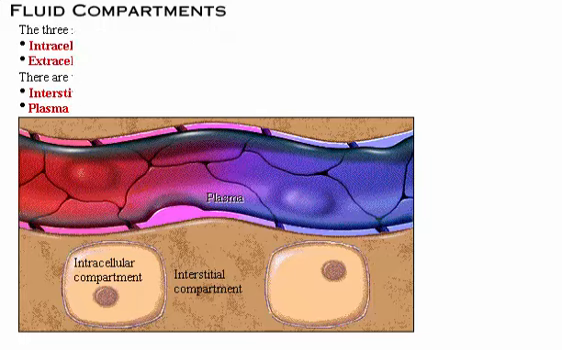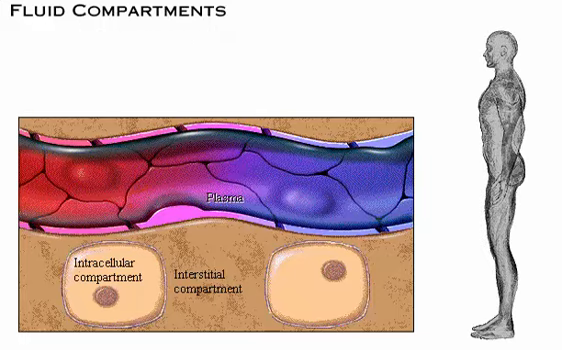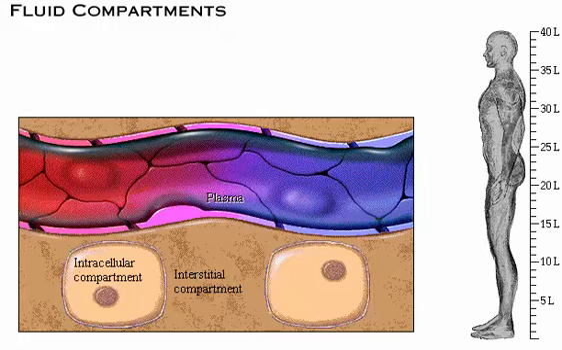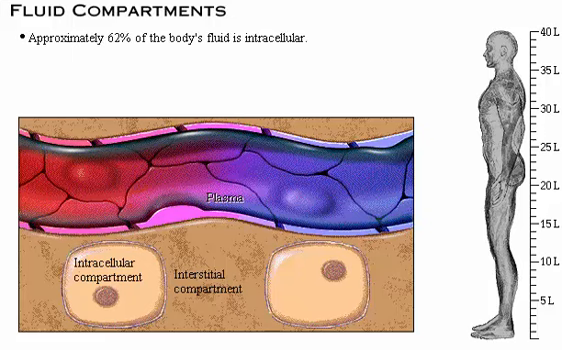Let's consider a 70-kilogram man. 60% of his weight, or approximately 40 liters, is fluid. Approximately 62% of the body's fluid is intracellular. Click the intracellular compartment to see the level of fluid this represents.